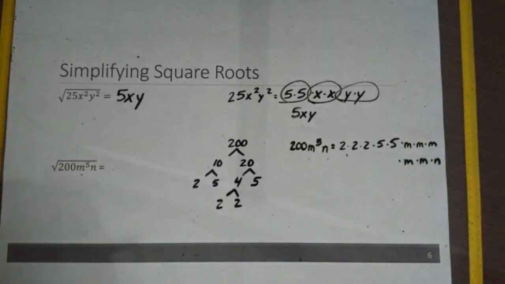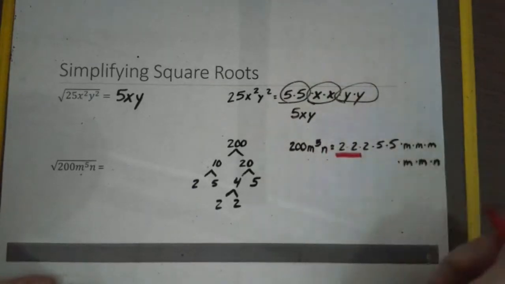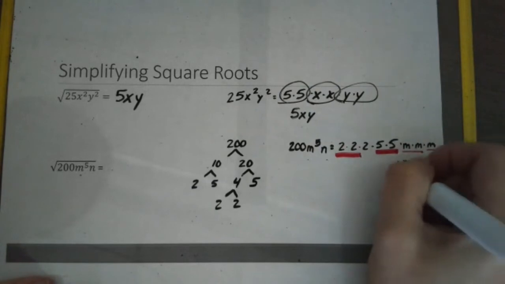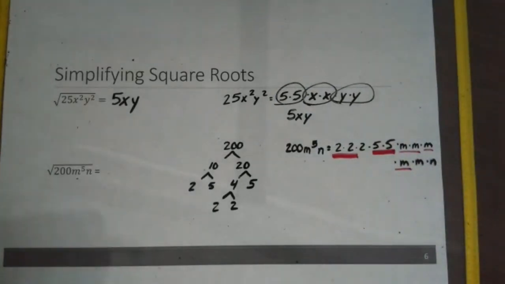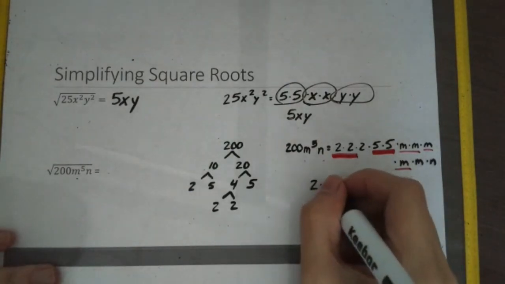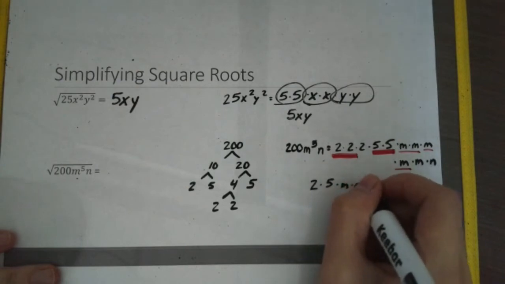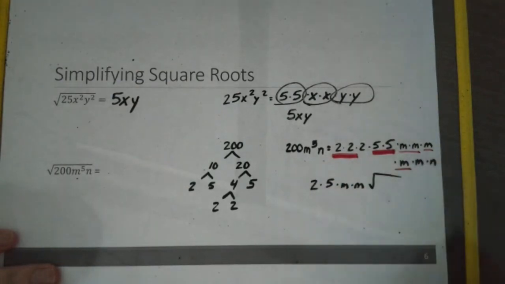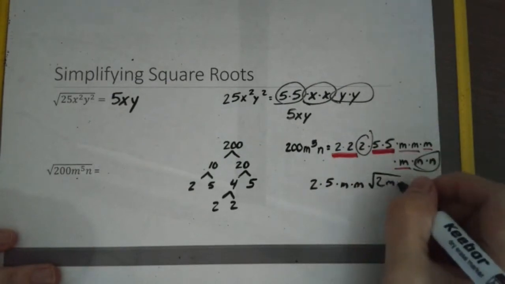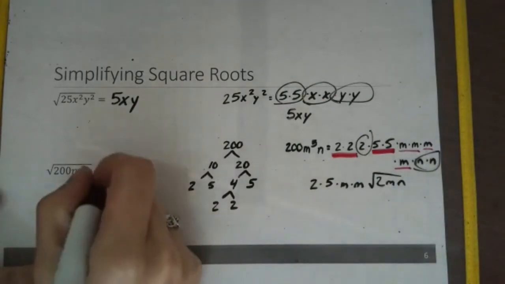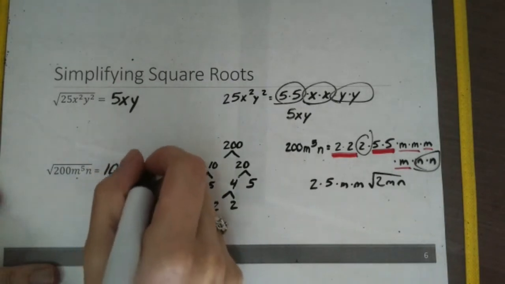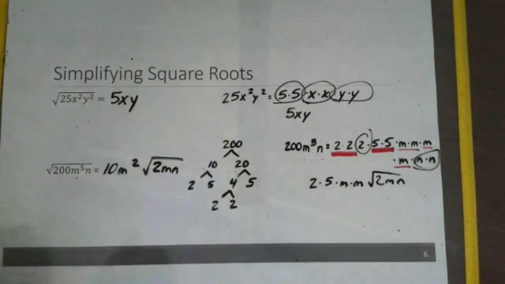So let's see what pairs up. I have a pair of 2's, I have a pair of 5's, I have a pair of m's, I have another pair of m's, and that looks like all we get for pairs. So what paired up was a 2, a 5, an m, and another m. Left under the radical, because it didn't get paired up, we have a 2, an m, and an n. 2 times 5 is 10, and then m times m is m squared, and we are left under the radical with 2mn.